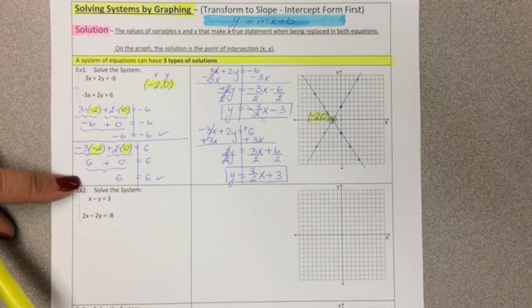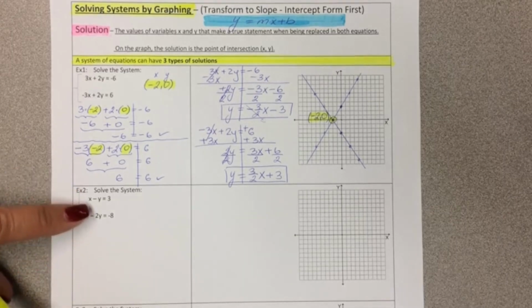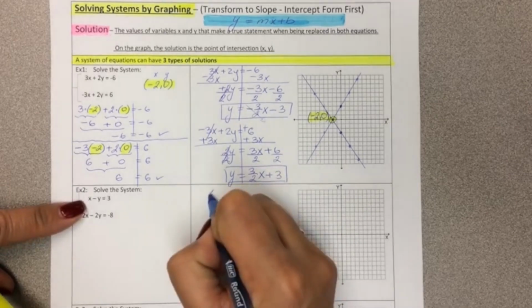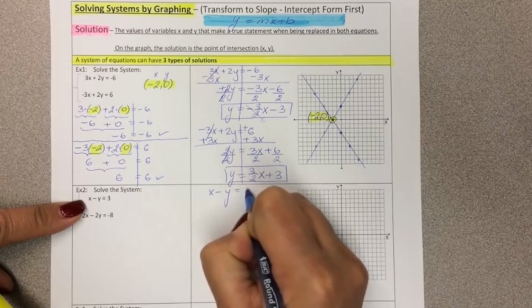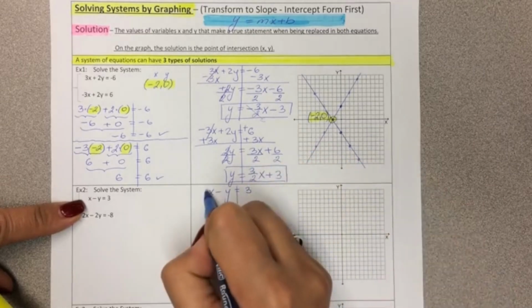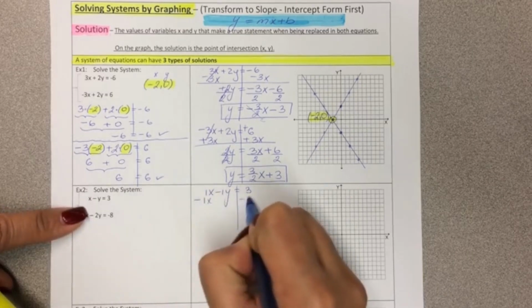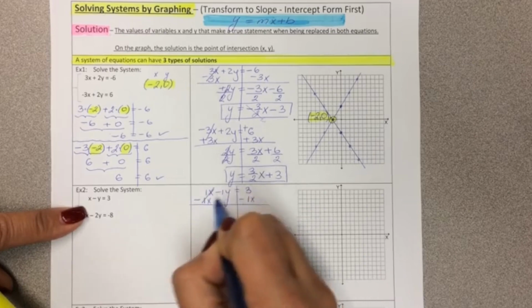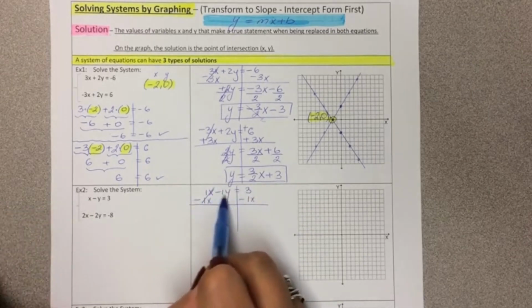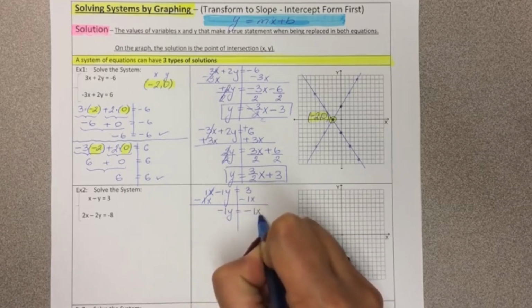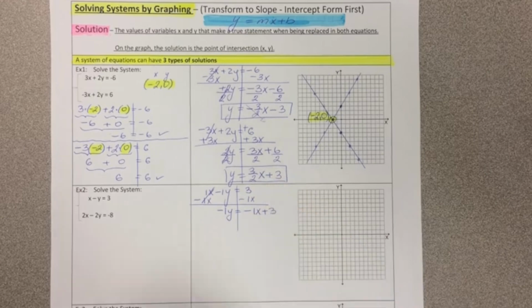In the next example, we have two equations and we need to see what the solution is. To graph, I will use the transformation method to slope-intercept form. So x minus y equals 3 is the same as 1x minus 1y equals 3. Subtract the 1x from both sides. Bring down the negative 1y. So keep in mind the sign needs to come down with the term, because if we miss the sign, it will affect the direction of the line.